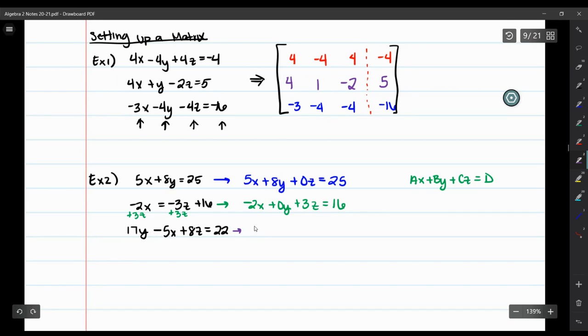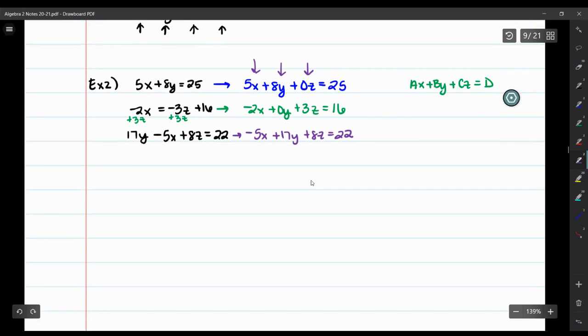So we need to rewrite this guy to put our x first, then our y, then our z, and then the number at the end. Because remember, your columns all have to be the same variable. You can't have x's and y's mixed in your columns. So now that we have everything in the right place, pause the video and try to write your matrix.